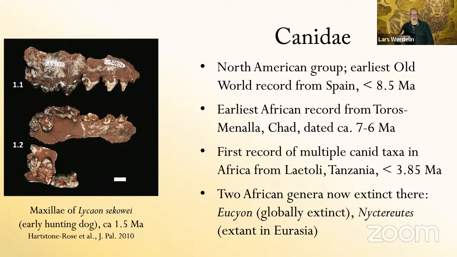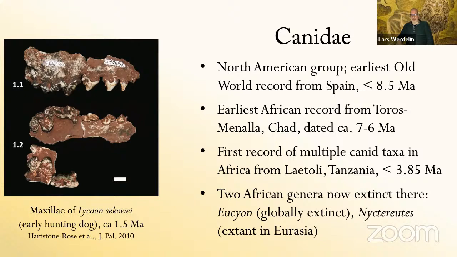So once canids got into Eurasia, they were spread very rapidly. We don't exactly know how they spread, but although they did spread rapidly, they didn't diversify particularly quickly. So the first record of multiple canid taxa in a single locality in Africa is from Laetoli at 4 million years approximately. So there are multiple dog taxa there.